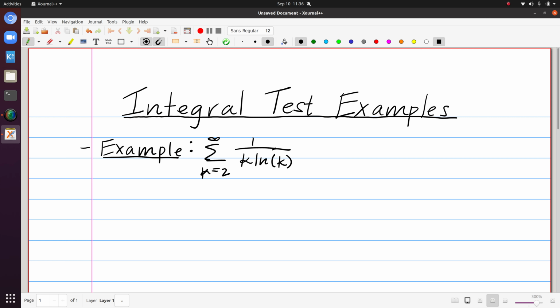Notice that this series starts at k equals 2. We talked about how the starting point does not matter in terms of being able to use the integral test. Here, it would not be able to start at 1 because we would have natural log of 1, which is 0 in the denominator. So once I notice that my terms, 1 over k natural log of k, are always positive for k equals 2 to infinity, they're decreasing.